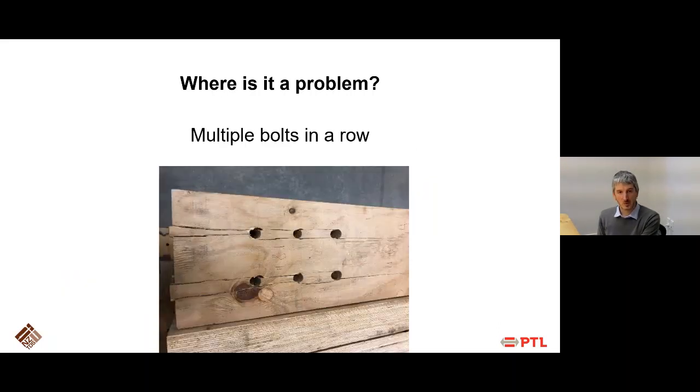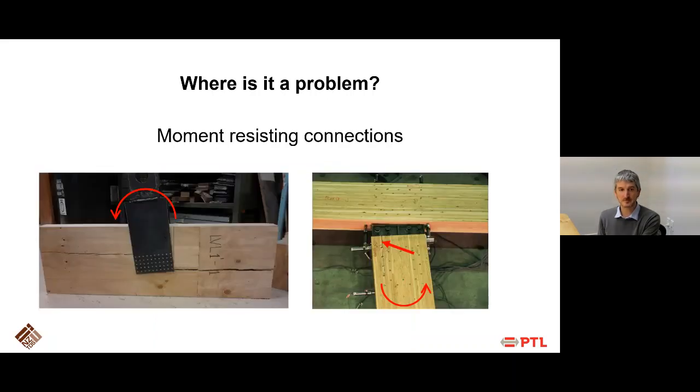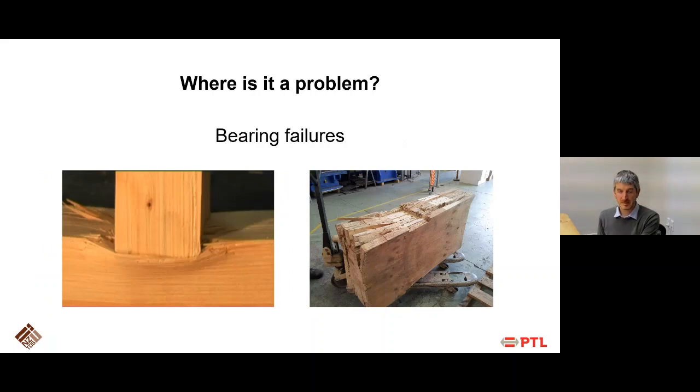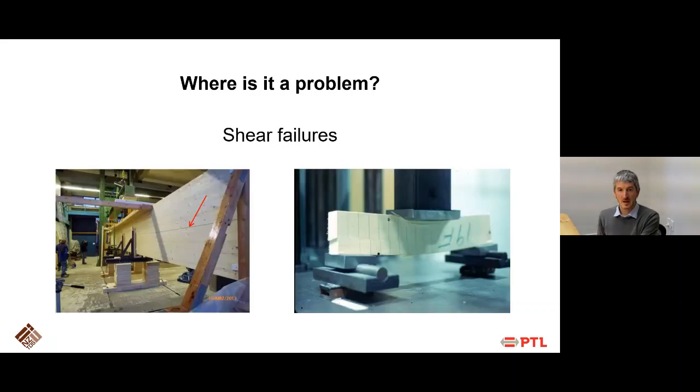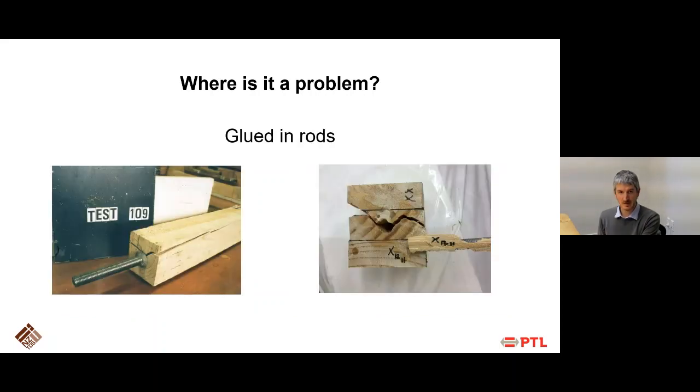When we have multiple bolts in a row, so although I said that fasteners behave ductile, there could be brittle failure modes which we need to make sure they are prevented. Moment resisting connections for portal knees or multi-story portal frames. Bearing failures, as I said before, they're probably not as critical, but still deserve some attention. And we also could have shear failures.